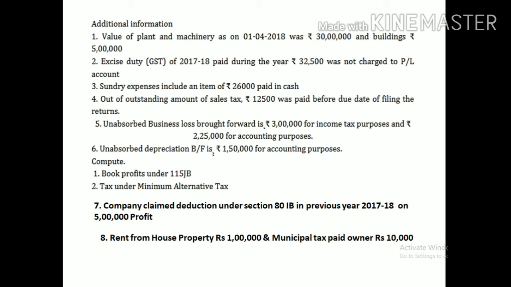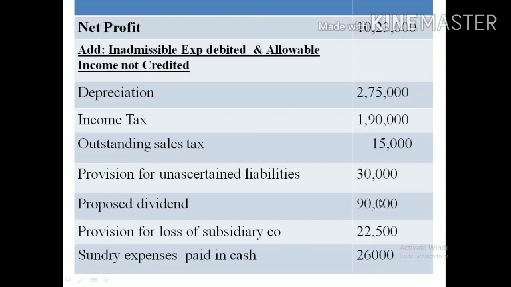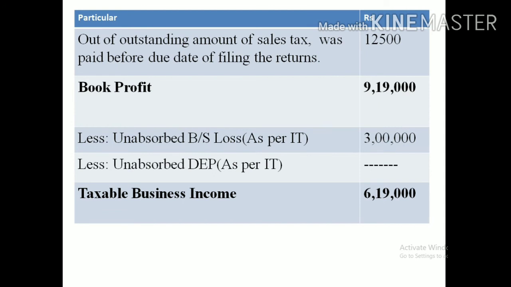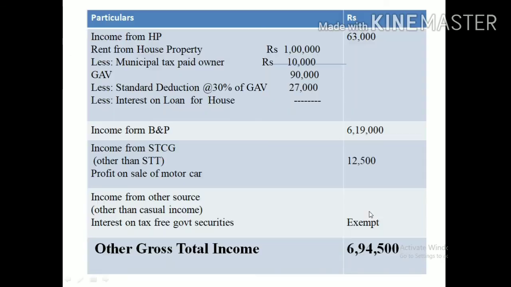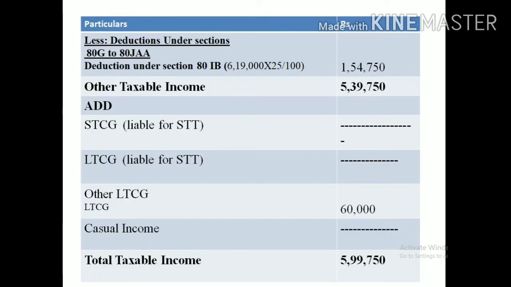Okay, since they claimed it in the previous year, this year also the deduction under section 80 IB should be provided on the current year profit, not on the previous year profit. Remember this one. So how much is the current year profit? That is 6,19,000. On this we provide deduction under section 80 IB.